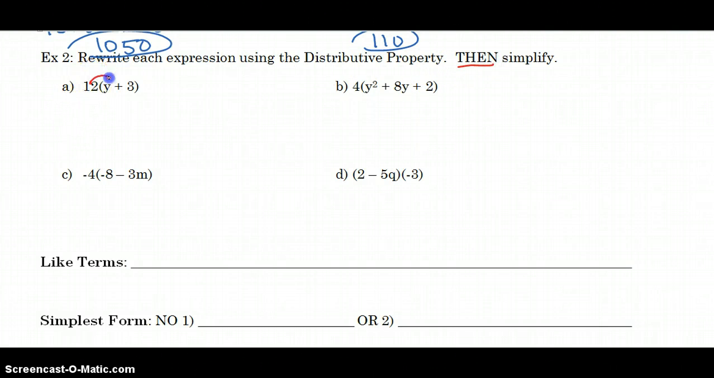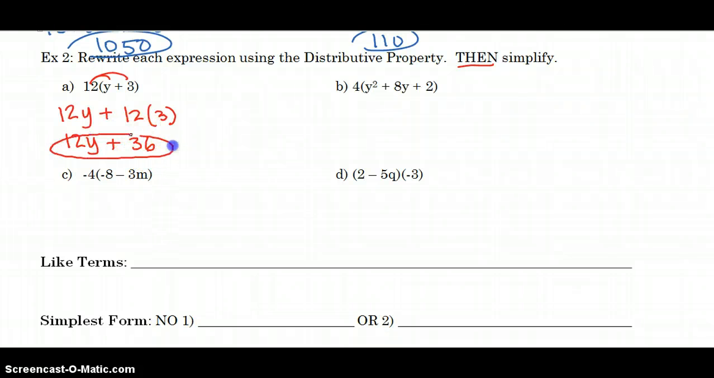So first they want us to distribute 12 times y, and I'm not going to put the dot because we're trying to get out of the habit of that. 12 times 3, and then it says simplify. Well, 12 times y, I cannot get any more simplified than that, and 12 times 3 is 36. These are not like terms. I cannot add those, so I'm finished here.